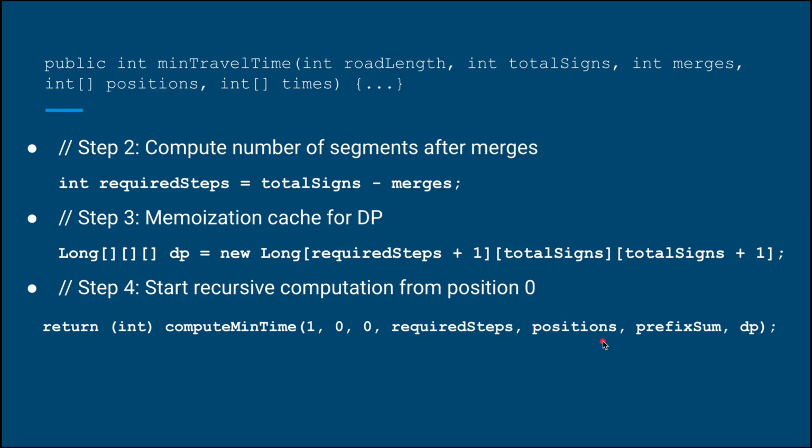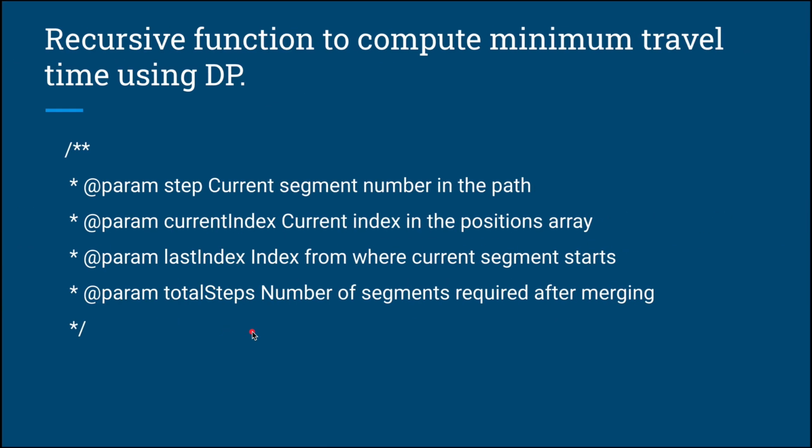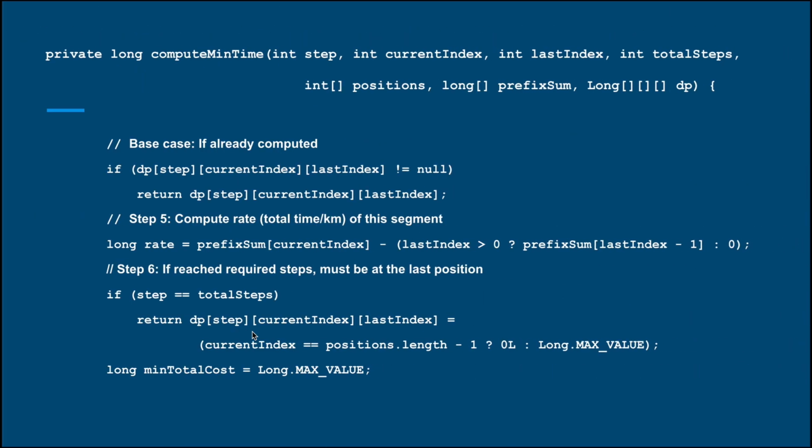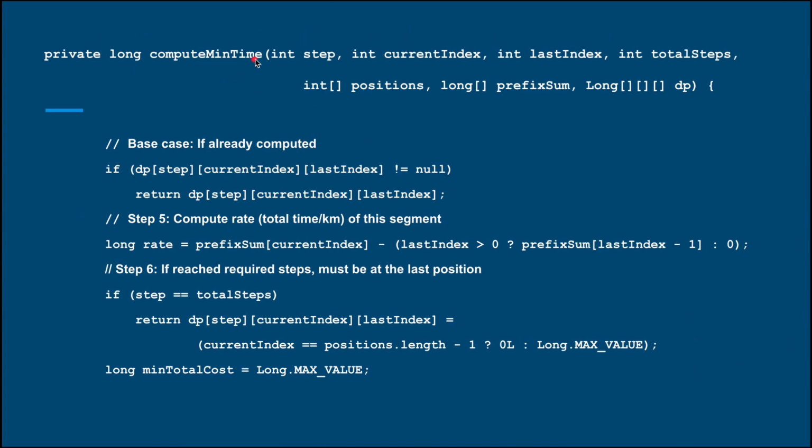So we'll write one helper method, compute mean time, and for that we'll pass the parameters, as you can pause and see. The compute mean time is a helper method where we'll pass steps, current index, last index, total steps, positions, prefix sums, and DP, right? This recursive function will keep calling the steps, and you will calculate.